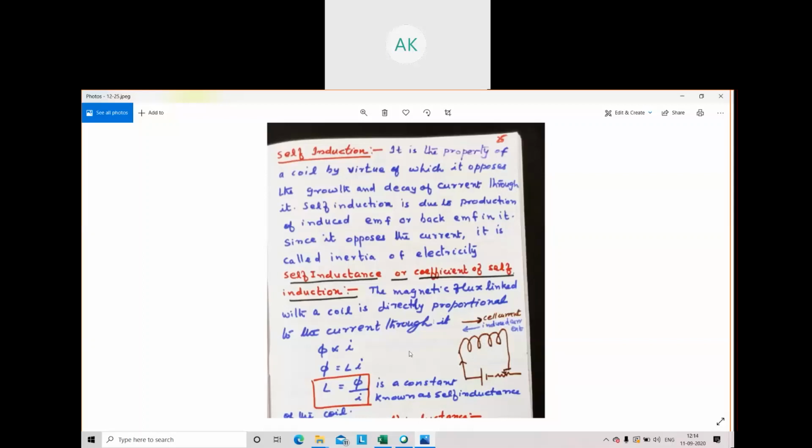So in effect, what we can see, combining both these facts, what we can say, coil opposes.